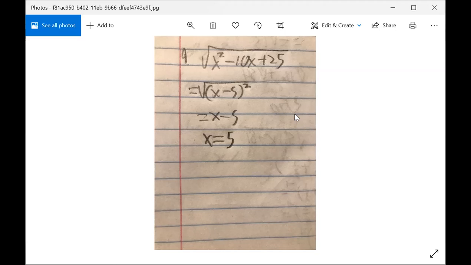Very common, very typical. Okay. Thank you for sharing this, Bailey. The first step you did, you recognize this is a perfect square. That's very, very good. But the next step, you have made a fatal mistake. It should be absolute value of x minus 5.